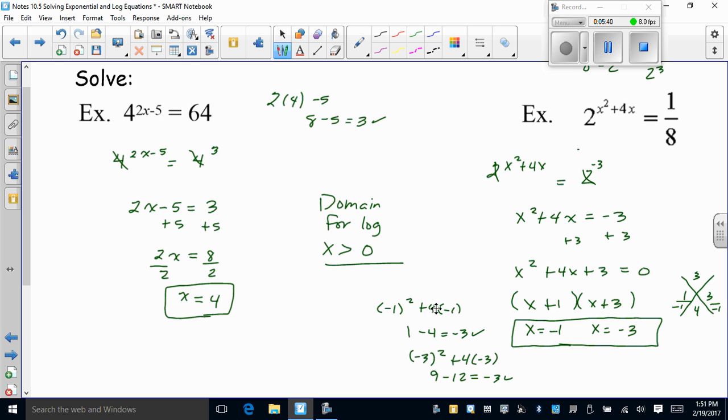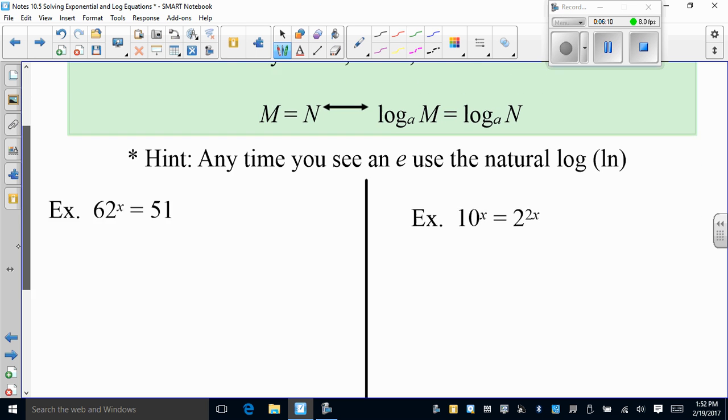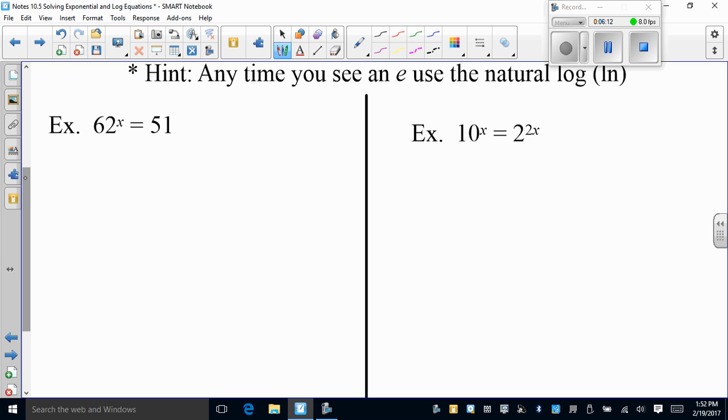Okay, so the next property they have: for any m greater than 0, n greater than 0, a greater than 0, and a cannot be 1, m equals n implies that log base a of m equals log base a of n. Anyways, you can take, kind of like squaring both sides, you can square root both sides, you can take the log of both sides, and so on and so forth. The one hint they do give you is that anytime you see an e, use the natural log, but otherwise we would go to base 10.